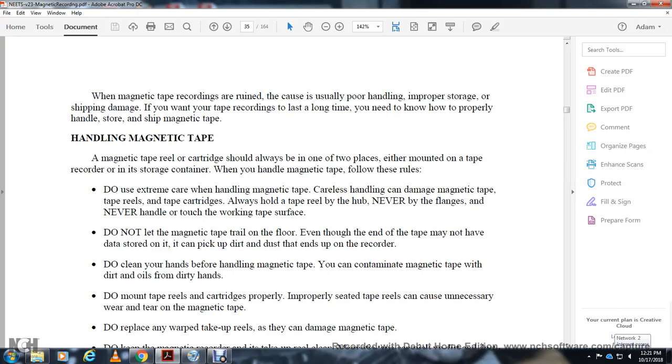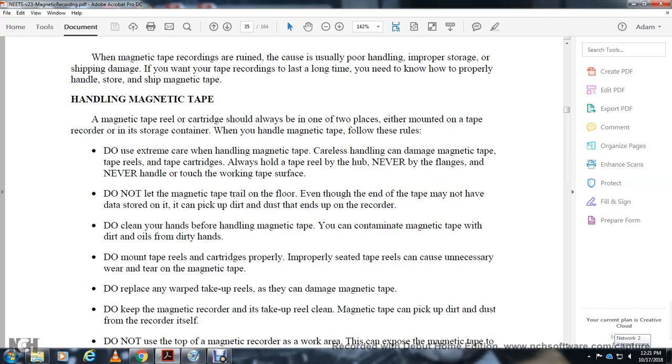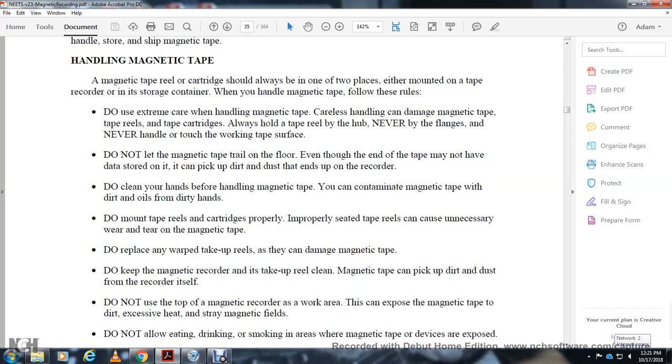Do clean your hands before handling magnetic tape. You can contaminate the magnetic tape with dirt and oil from your hands. Do mount the tape reel or cartridge properly. Improperly seated reels can cause unnecessary wear and tear on the magnetic tape. Do replace any warped reels.